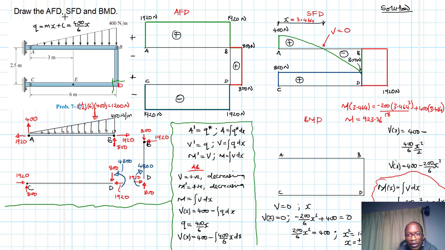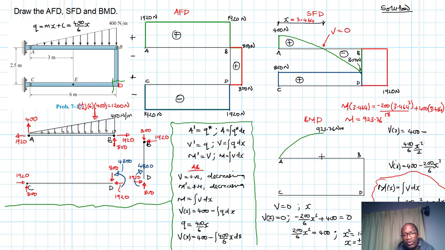So let's do the plotting. What is the slope again? Slope is positive and decreasing. Sorry for taking most of your time. So from point A, we expect a slope that is positive and decreasing. So we are going to rise like this up to that point. This is a polynomial of degree 3, we're able to see it, and that point is equal to 923.76 Newton meters. Great.